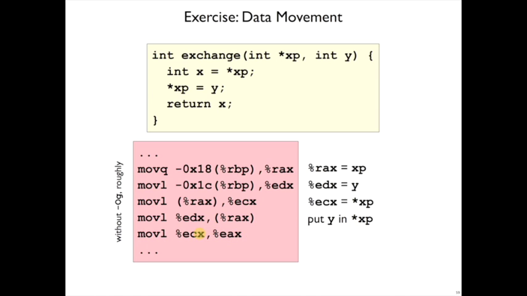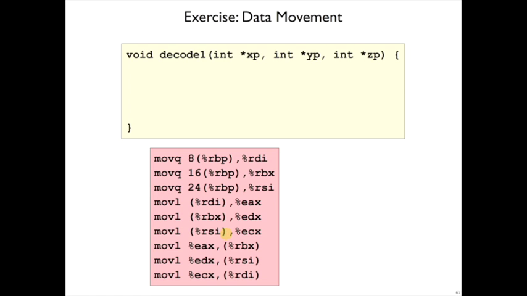And finally, we're going to move the value that's in ECX, that is the old value of xp, into the EAX register. The reason the code does that is because EAX is generally where we put return values, especially integer return values. Since the C code returns x, that's why it's moving the old value of xp, which is stored in that x variable, into the return register, EAX.